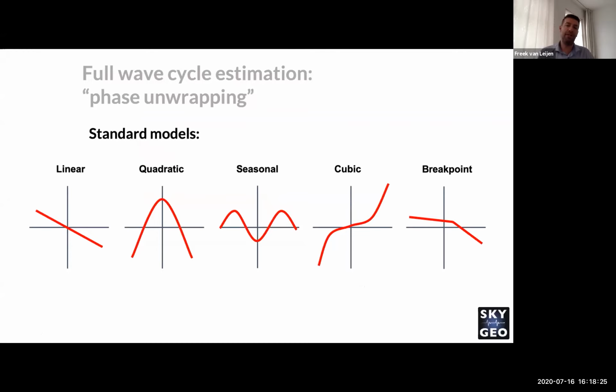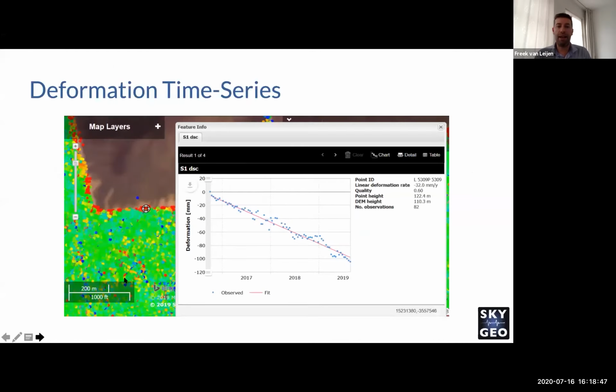On this slide, you see a couple of examples, like a seasonal model or a breakpoint model. And also in the case, for instance, of a tunnel construction, you may want to adapt your analysis with a certain model in mind to optimally estimate our deformations. So these are the basic principles, and this is what leads to a product like I showed you before. So many measurement locations, or points as we call them, with an associated deformation time series.